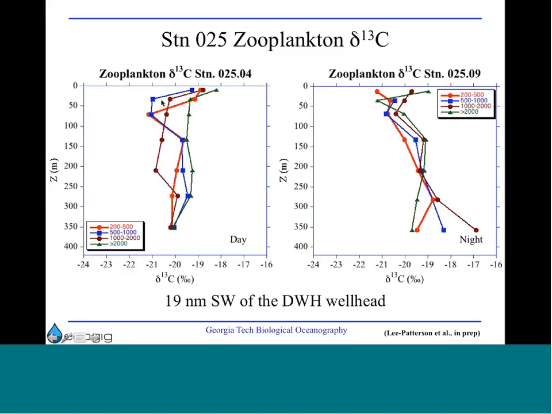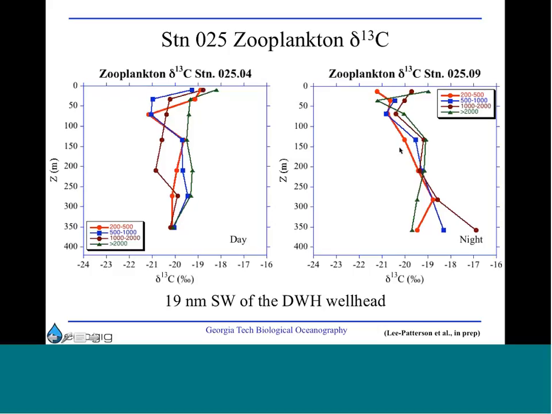Here we are at a point 19 miles southwest of the wellhead, and we actually see a rather different pattern. Now, this region saw some surface oil, but it's also an area where we had a very clear impact of that deep water plume that moved away towards the southwest from the wellhead. Again, focusing on the smallest animals, the pattern is rather different than we saw to the northeast of the wellhead. As we go from daytime to nighttime, surface animals actually show a lower delta C13 in the nighttime than they do during the daytime.